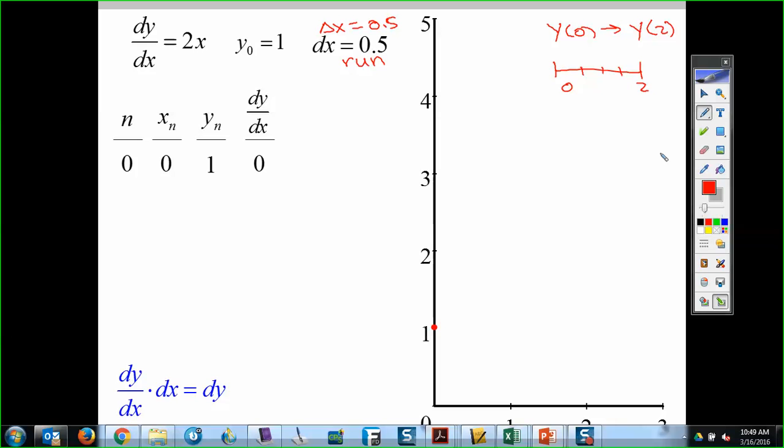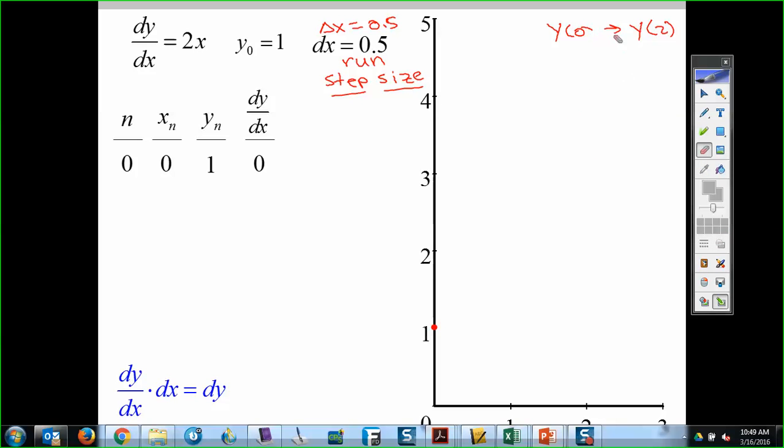Does that look familiar at all? Isn't that what we do with rectangles? Don't we do b minus a over n? That's the same thing here. This is often called the step. When we're doing Euler's method, we actually call it the step size. But it's really just the subdivision. It's really the delta x, but we call that the step size. So in this problem, 2 minus 0 divided by 4 is 1/2. That's our step size. Okay?